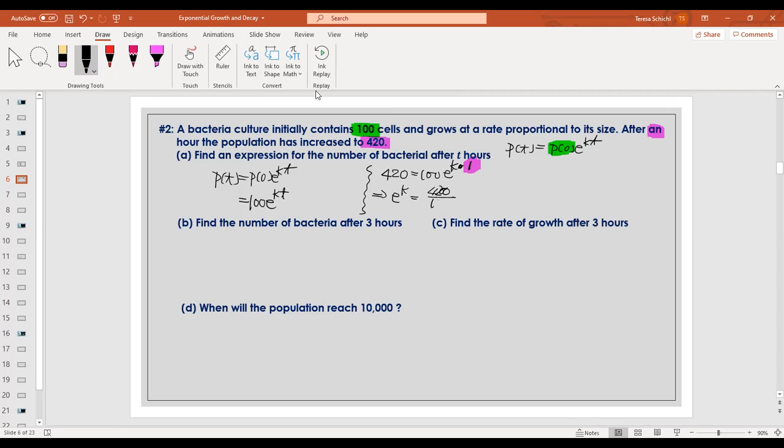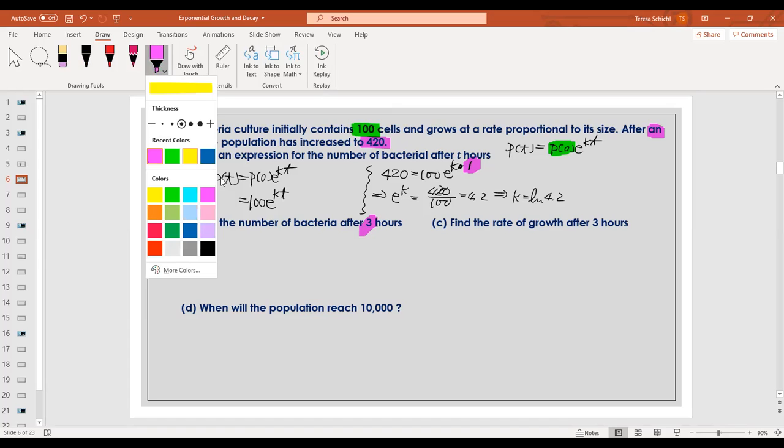420 over 100, so it's 4.2. So that means K is equal to the natural log of 4.2. Okay, so now we want to find the number after 3 hours. In here it said after 3 hours.